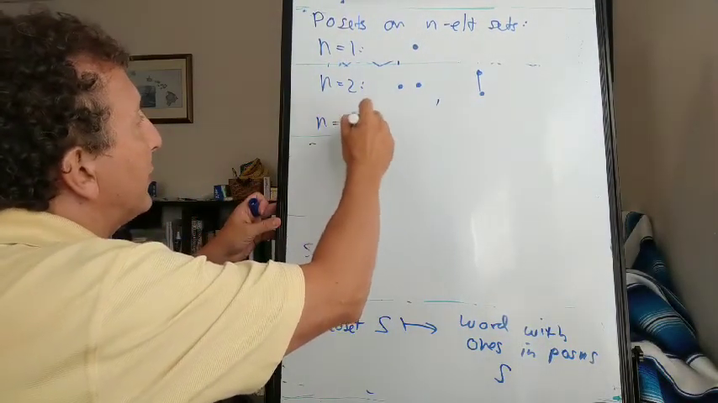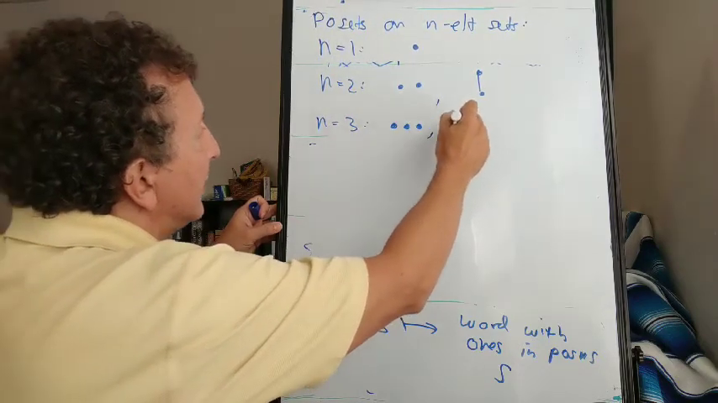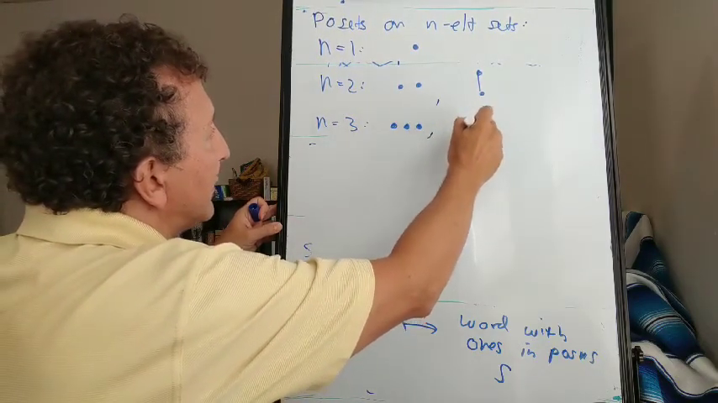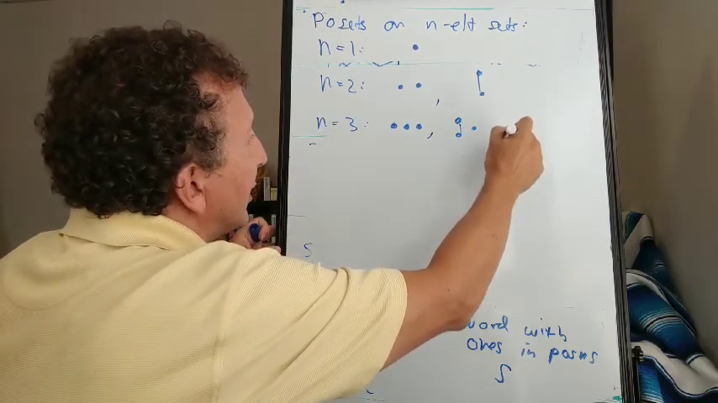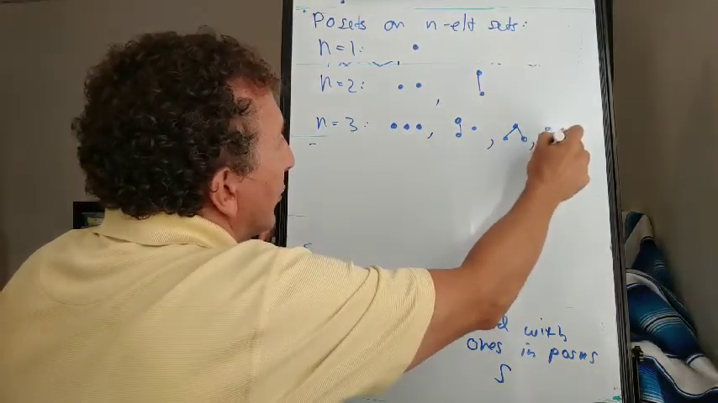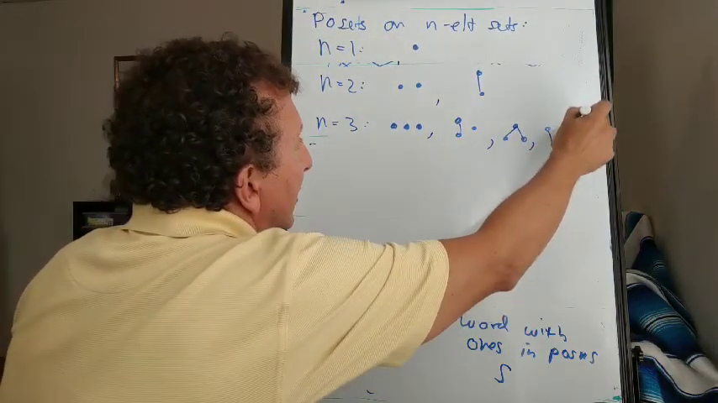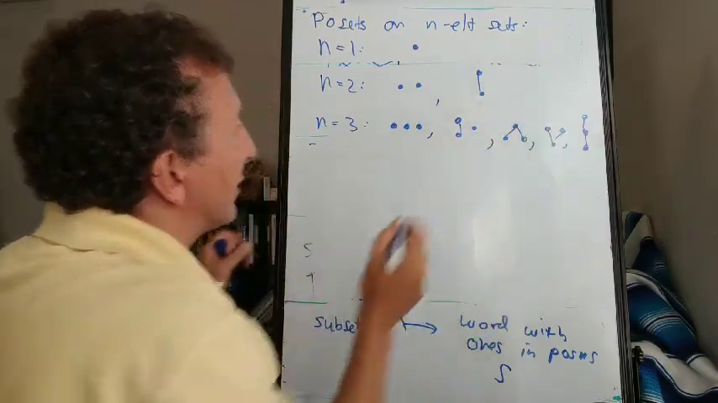For n equals 3, we could have 3 elements unrelated. We could have two elements that are related and a third one on the side. We could have one element greater than the other two, one element less than the other two, or we could have one element greater than a second, which is greater than a third.